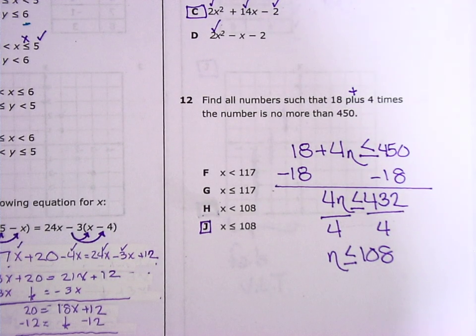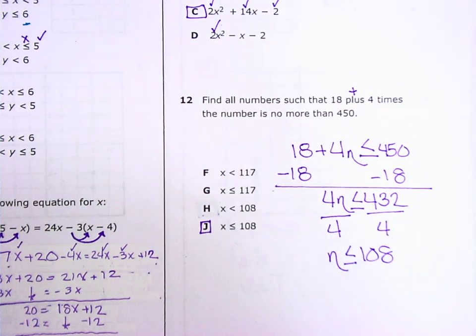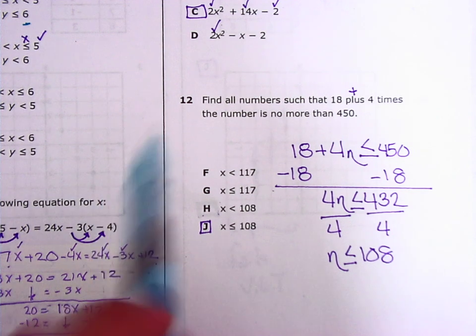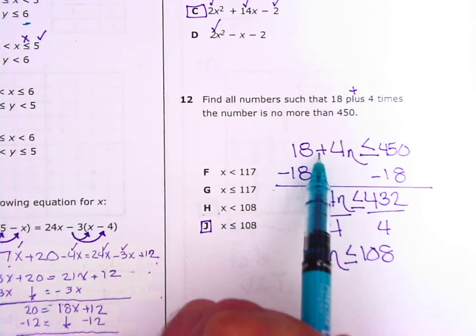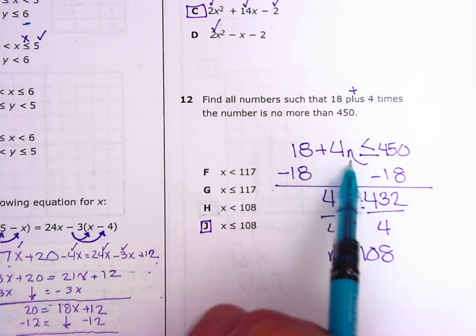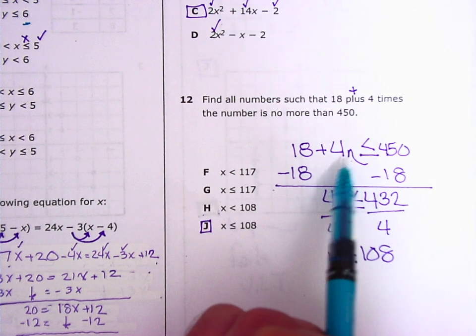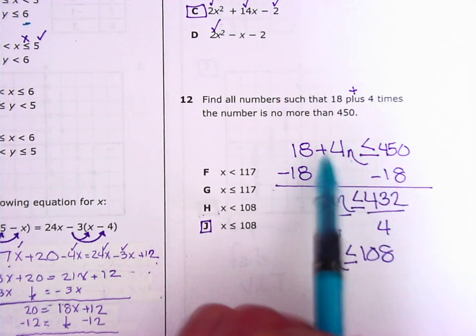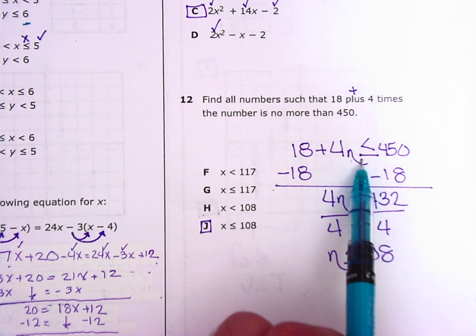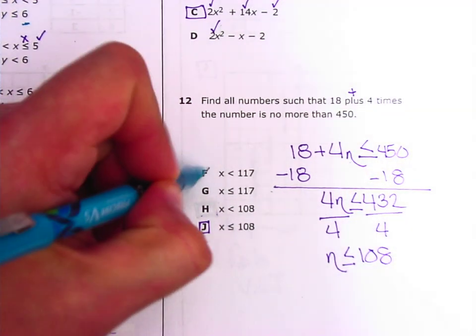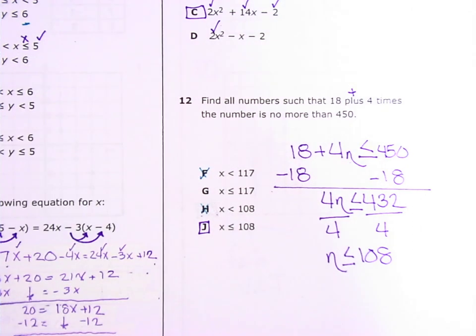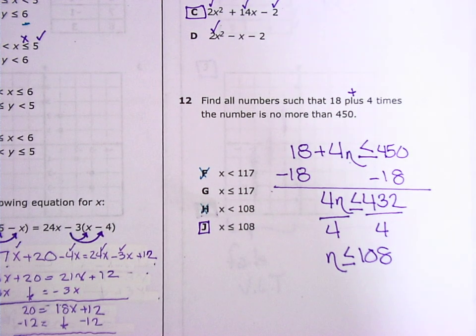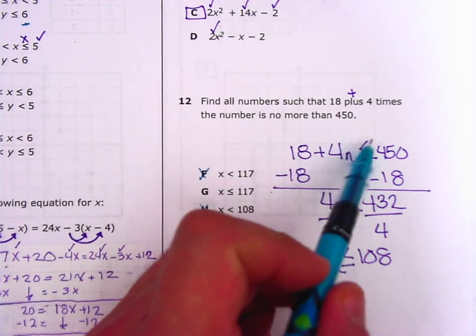Question number 12. Find all the numbers such that 18 plus 4 times the number is no more than 450. So this is just translating a written statement into an equation. So I went from left to right, 18 plus 4 times a number, I don't know what that number is, no more than 450. That means it could be 450, so I have a half equal sign here. That takes out choices F and H. It can't be more than 450, but it can be less than 450. So I have that symbol right here.